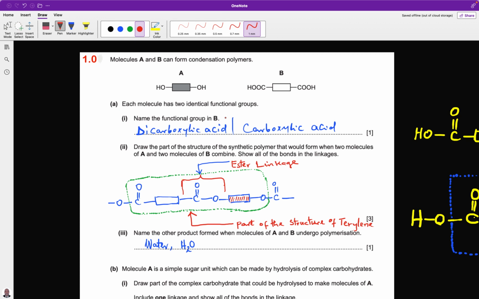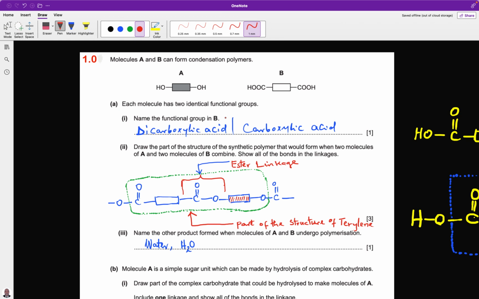Somebody might ask, what are polyesters? Polyesters can be made from dicarboxylic acids. As I earlier said, a dicarboxylic acid, that is a molecule with two COOH groups, two carboxylic acid groups attached to it, and a diol, that is a molecule with two OH groups also attached to it.